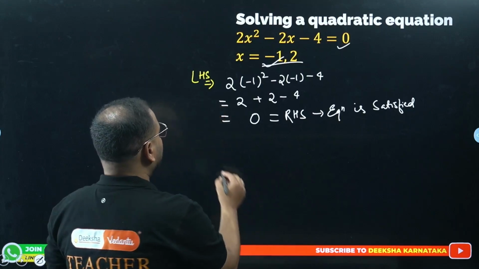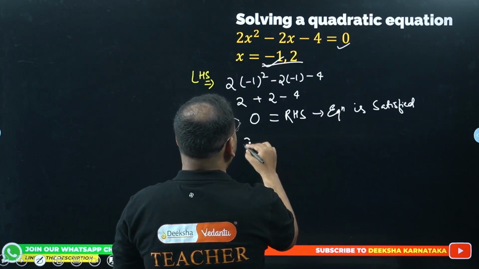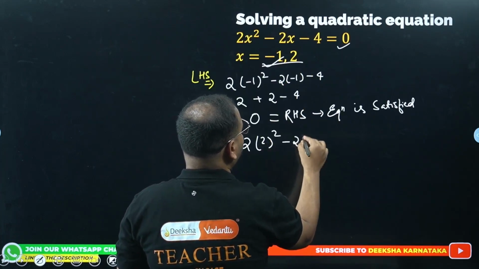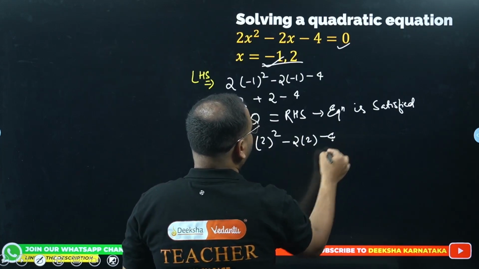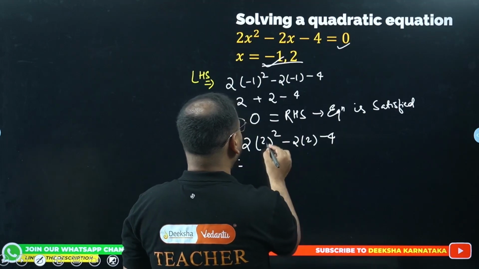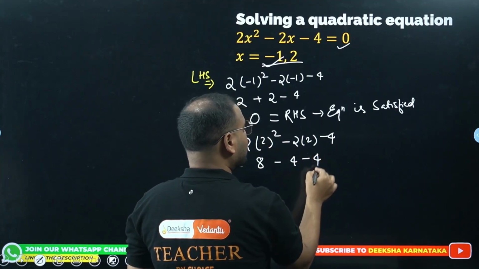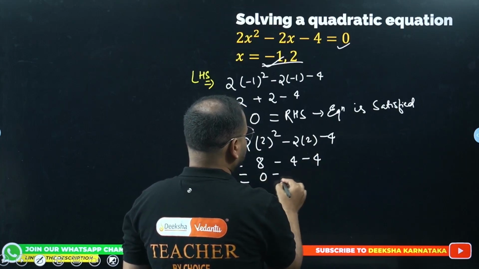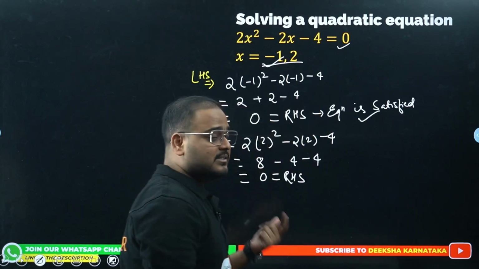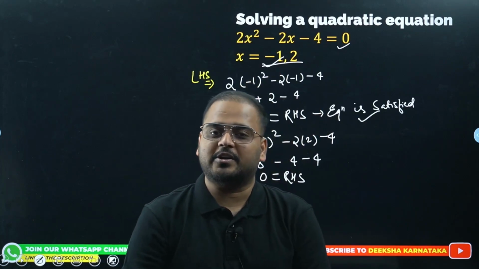Let's check 2 quickly. Same, we'll take LHS. 2 in place of all the x's: 2 times 2 square minus 2 times 2 minus 4. Why not equal to 0? Because we have taken only LHS. This is going to be 4 times 2, which is 8, minus 4 minus 4. Answer is 0, equal to RHS. The equation is satisfied. That's why the value 2 is also a solution or root of the quadratic equation.